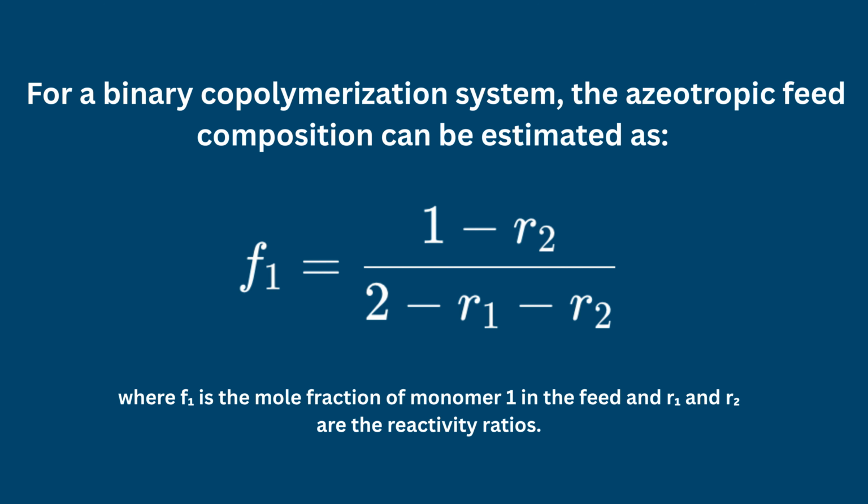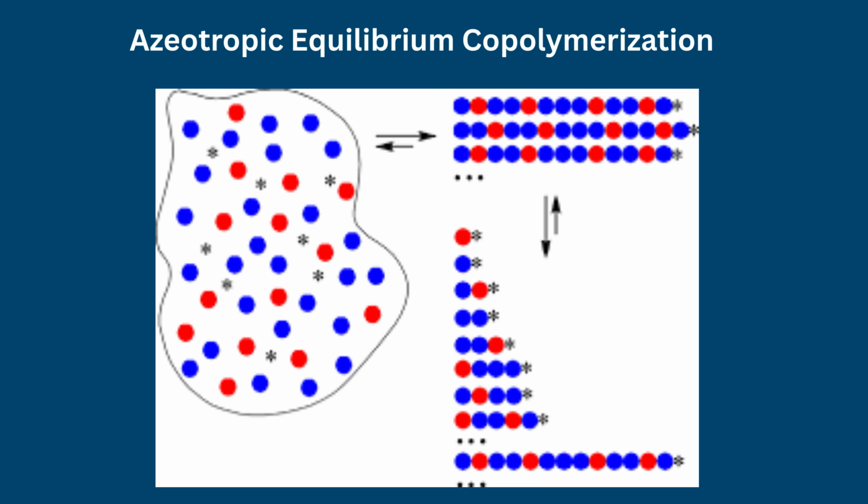A physically meaningful azeotropic composition exists only when both reactivity ratios are simultaneously greater than unity or simultaneously less than unity. Under these conditions, every polymer chain produced during the reaction possesses nearly identical average composition, enabling highly reproducible material properties. These principles underpin the manufacture of specialty copolymers used in medical devices, high-performance coatings, and optical engineering.